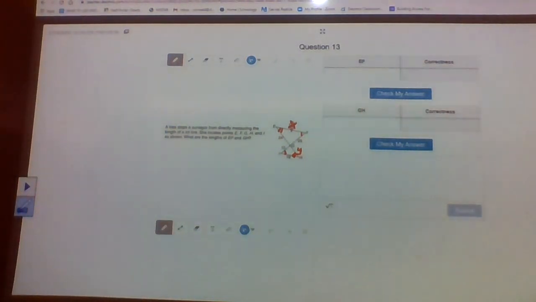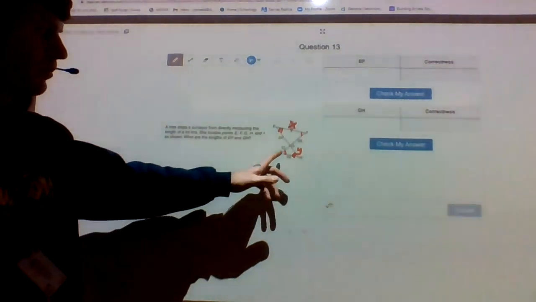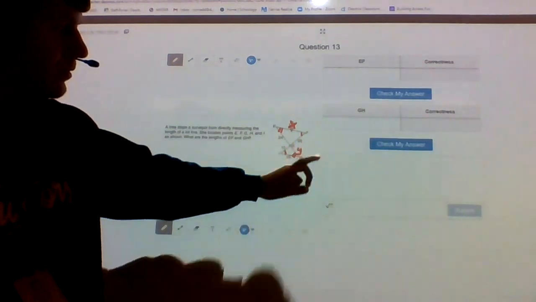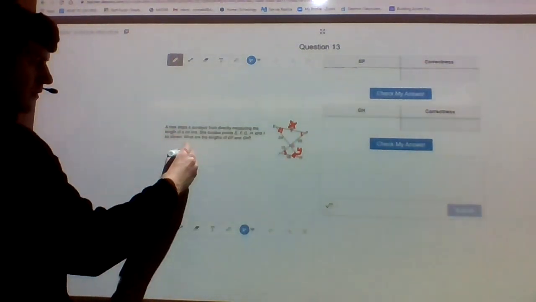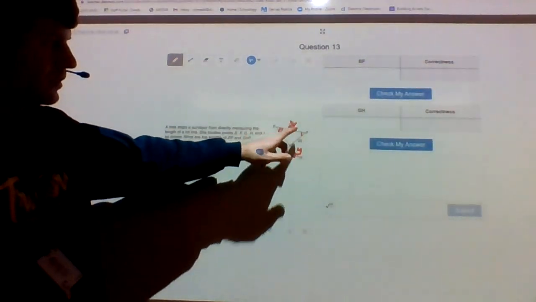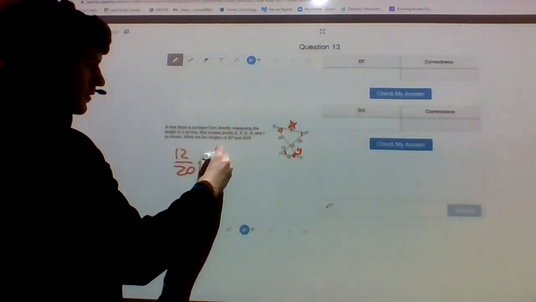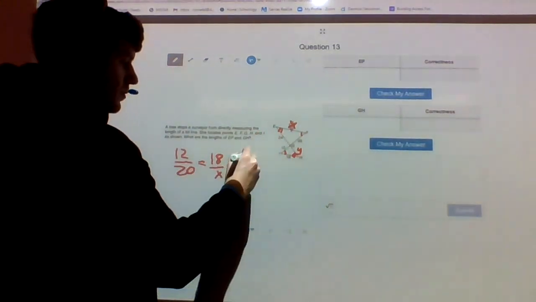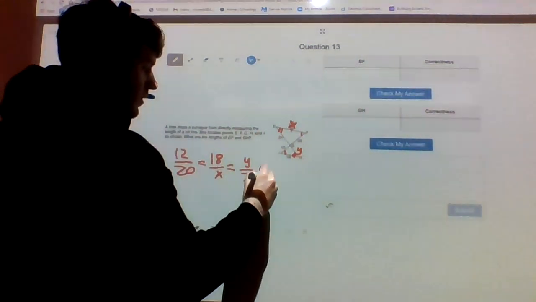Right, and so our triangles are similar. And so we can make a proportion here. If we pick a side here, it doesn't matter. Let's just do 12. 12 is going to correspond with 20. 18 is going to correspond with x. And then y is going to correspond with 24.